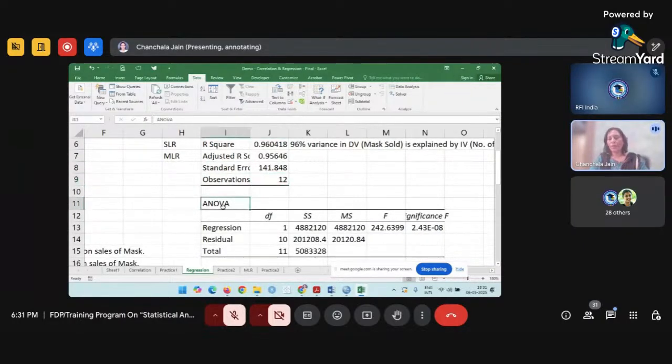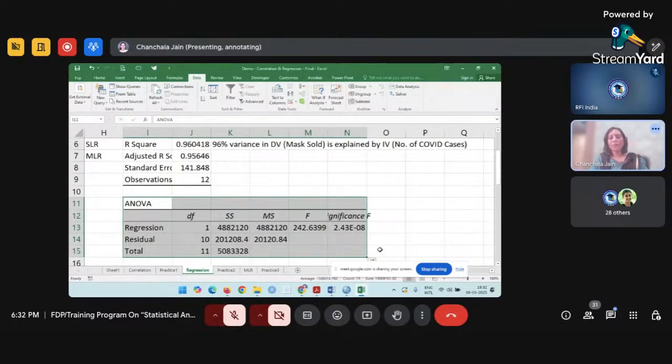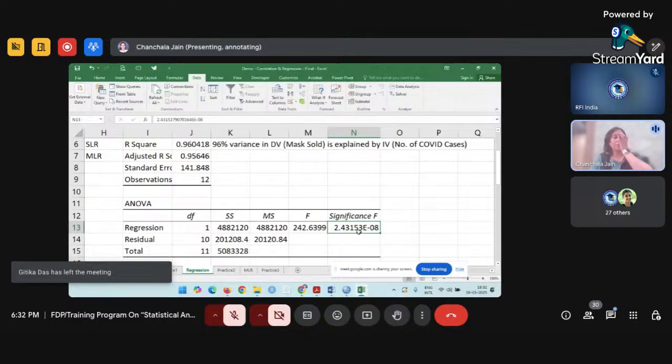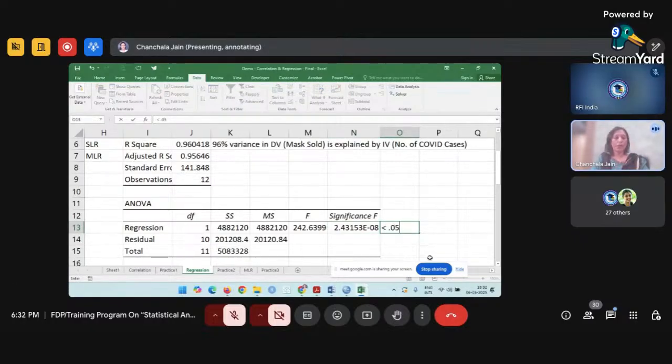Next comes the ANOVA table. The ANOVA table again plays an important role in regression. You need to see the significance value, which is 2.43153 E minus 08. That means this value is less than 0.05, right? If it is less than 0.05, that means your model is significant, or the model is a good fit. Whatever prediction you make using this model will be a good prediction. This is what you can comment using the ANOVA significance value. Is it clear?